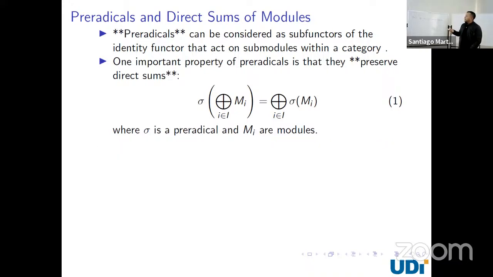Sigma applied to a direct sum is the direct sum of sigma applied to each one of the indecomposable modules in this case. This happens for every direct sum, but particularly in our case, it's going to be around the indecomposable modules.